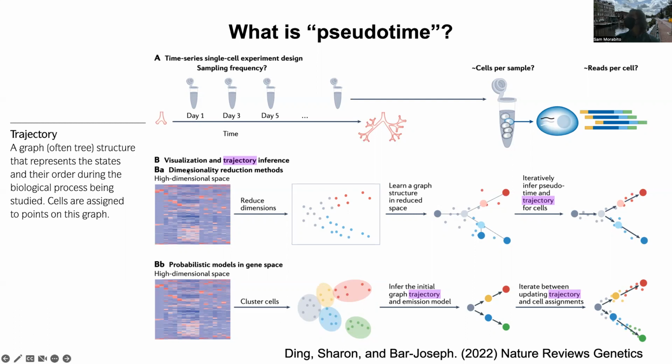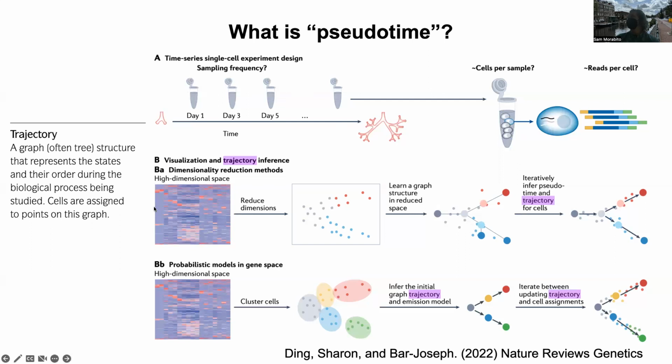At the top here, you can see a cartoon of if you did have a time series data set, where you would expect that cells from the day one time point would turn into day three and then day five and so on. How do you stitch them together in that ordering when you've collected all your data?